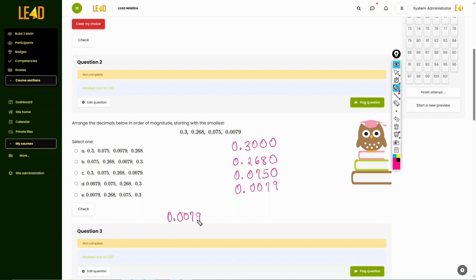So the smallest is 0.0079 because it looks like just 79, followed by 0.0750, followed by 0.2680, and then finally 0.3. All right, in terms of how you see the options, they won't come with all the extra zeros, so you have to edit that out yourself when you're looking at the options. So the correct answer is D.